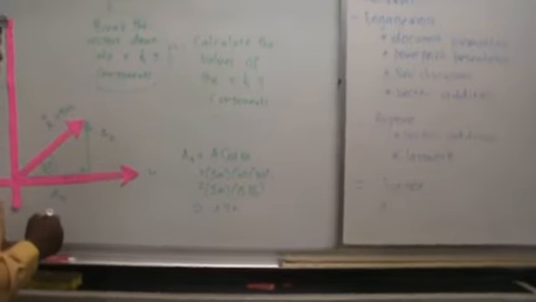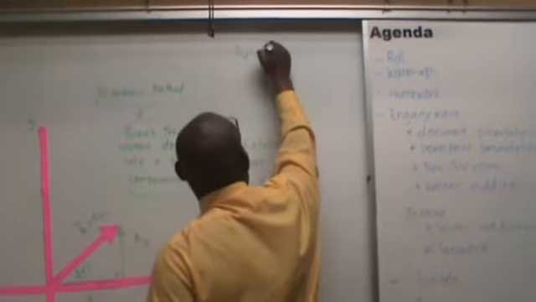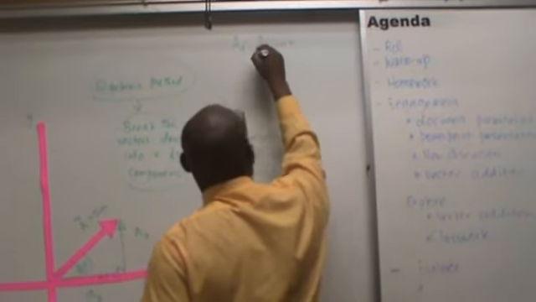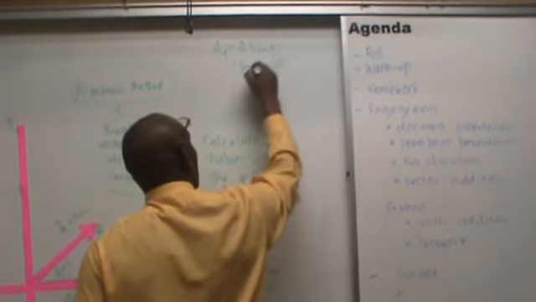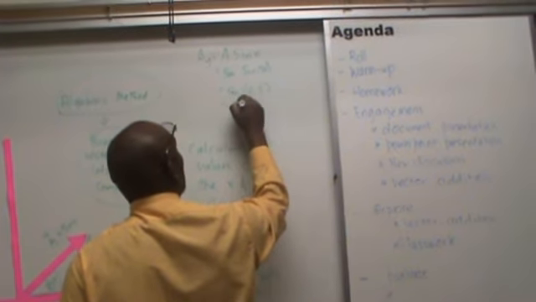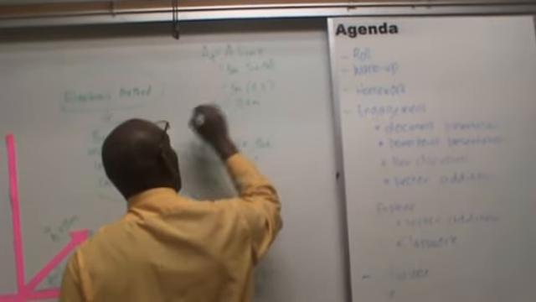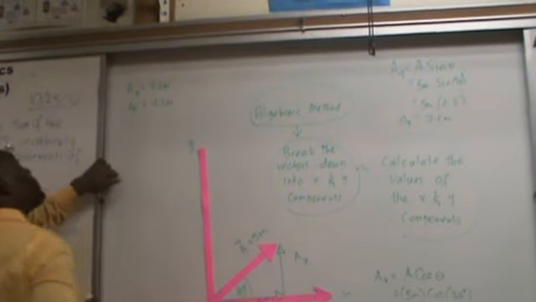How about the Y component? Let's do the Y component over here. So AY from this same diagram will be A times the sine of theta. 5 meters times the sine of 30 degrees. 5 meters times 0.5, 2.5 meters. What do we have here? AY is equal to 2.5 meters and AX is 4.3 meters. All right? So we got our components for that vector.